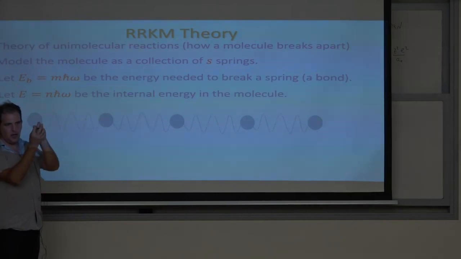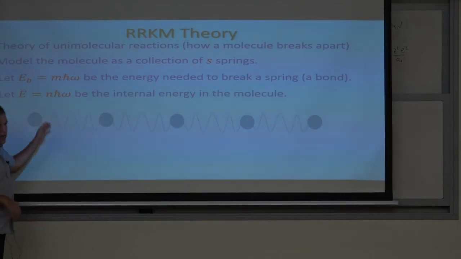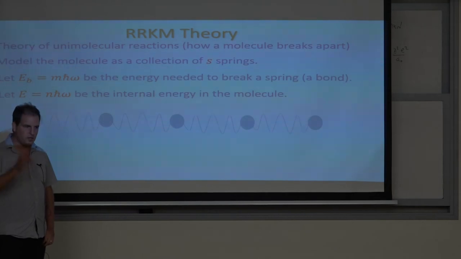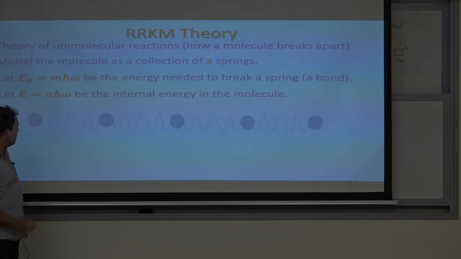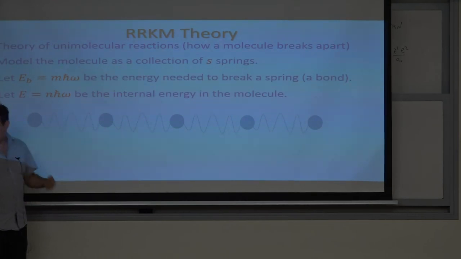It could be a cluster like this with many springs, also a spring between this and this, and so on. In principle, between every two atoms there's a spring. But I drew it like this just so you can see it more clearly. Okay. Now, let's say that energy is quantized. So energy comes in discrete quanta. And so the energy inside the molecule will be some n times the number of quanta. And let's say that if m quanta of energy are in a single spring, then the spring will break. Okay?